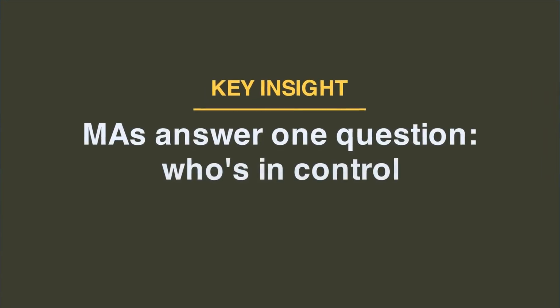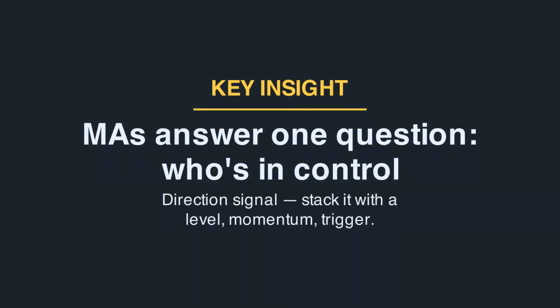And remember where this fits. The moving average is your price action and structure signal. It answers one question: who is in control, and frames the direction you're allowed to trade. It is not a complete system on its own. You still bring a key level for location, momentum for confirmation, and a trigger to pull you in. Direction from the average, the rest from the stack.